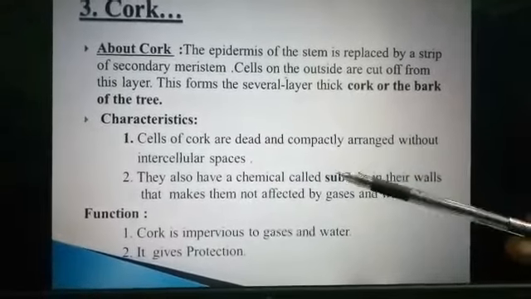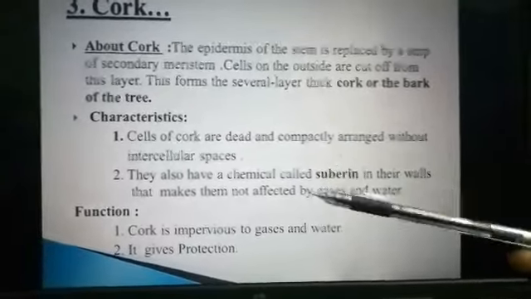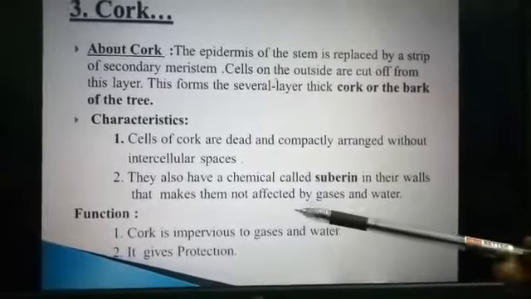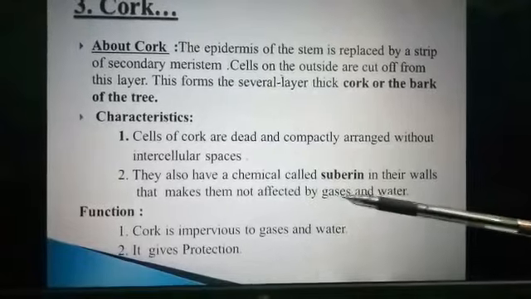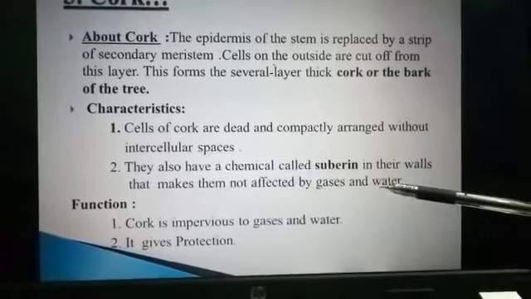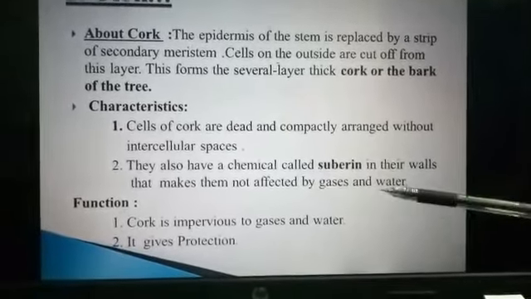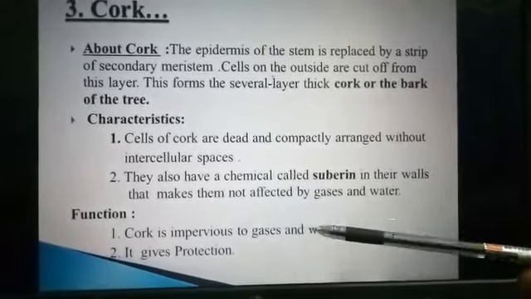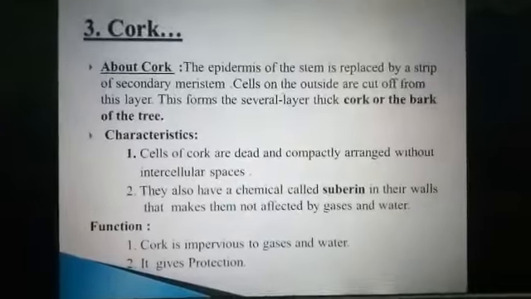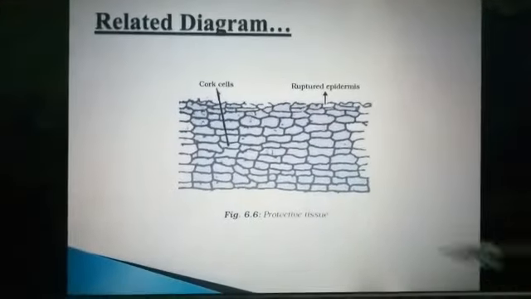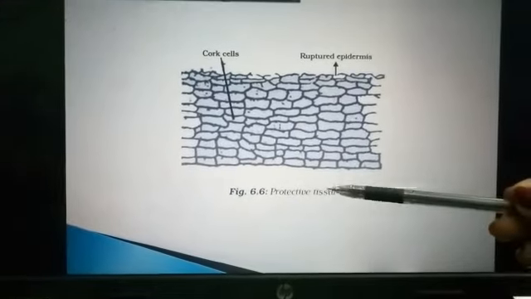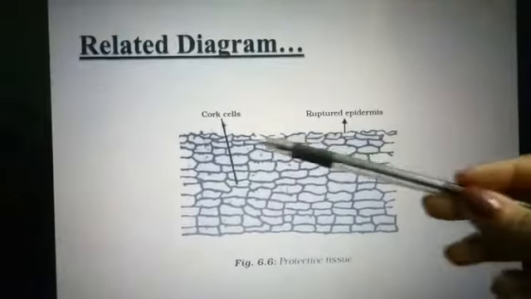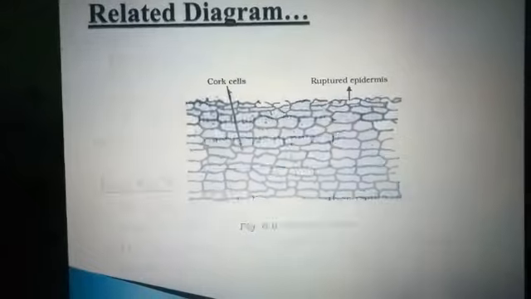They are compactly arranged, there is no space between the cells, and sometimes they secrete a chemical in the walls that makes them not affected by gases and water. Gases and water have no effect on them. And then cork is impervious to gases and water. And naturally, what is cork giving? Cork gives protection. It is protective tissue, right? Ruptured epidermis, then cork cells are there.